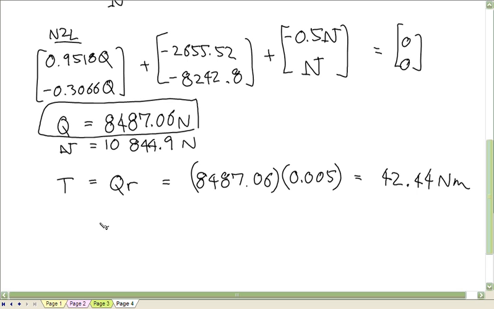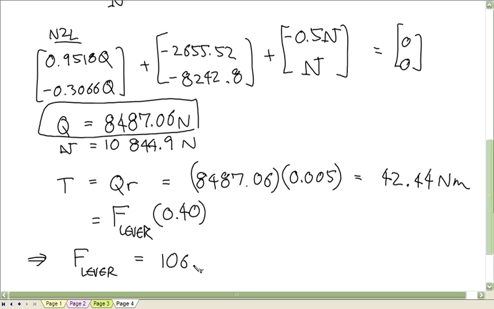And then that torque is also equal to the applied force at the lever times the moment arm of the lever, which is 0.4 in our case. So that gives you that the force you have to apply to the lever is 106.1.